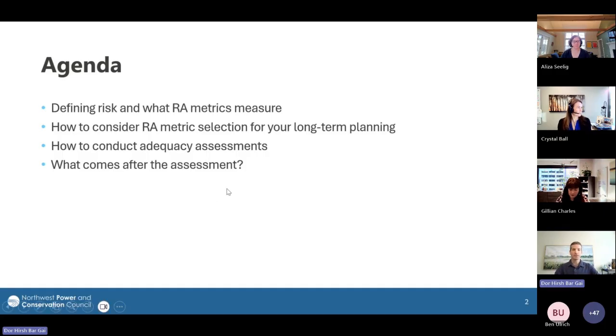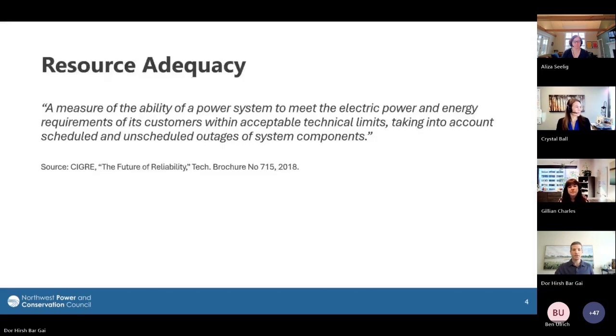I will foreshadow, there might be some repetitions or circularity. These are topics that we might bounce back and forth throughout the presentation. There won't be a lot of definitions today. There will be some math because math is fun. It could be simplified equations, but it's important to understand from the get-go, when we're talking about resource adequacy, there are several definitions out there. They might vary by a word here, a word there.